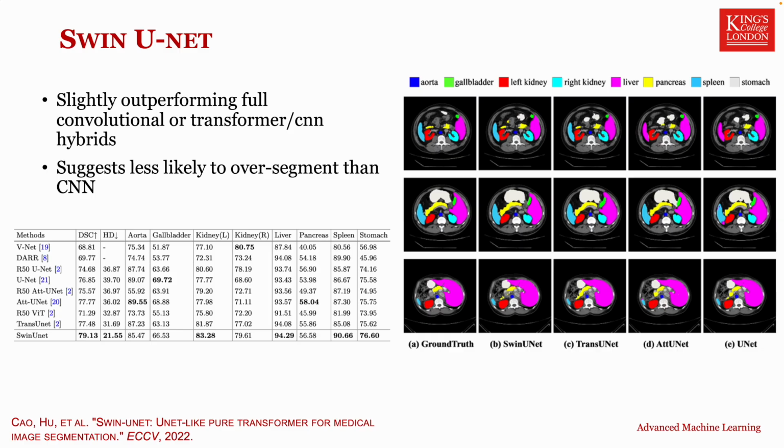Doing this, it was found in this paper anyway, that these Swin transformers slightly outperformed fully convolutional or convolutional transformer hybrid architectures, with some indication that the attention mechanisms, which by the time you reach the bottleneck cover the whole image, are helping to prevent over-segmentation.